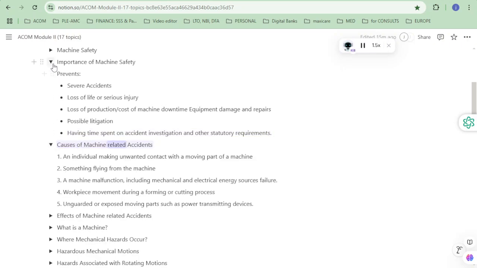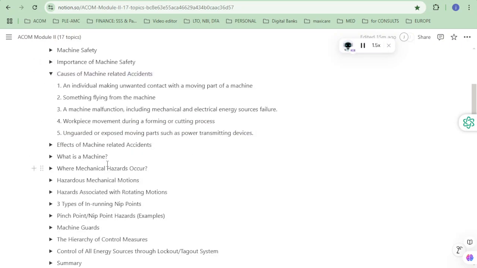Causes of machine-related accidents. 1. An individual making unwanted contact with a moving part of a machine. 2. Something flying from the machine. 3. A machine malfunction, including mechanical and electrical energy sources failure. 4. Workpiece movement during a forming or cutting process. 5. Unguarded or exposed moving parts such as power transmitting devices.